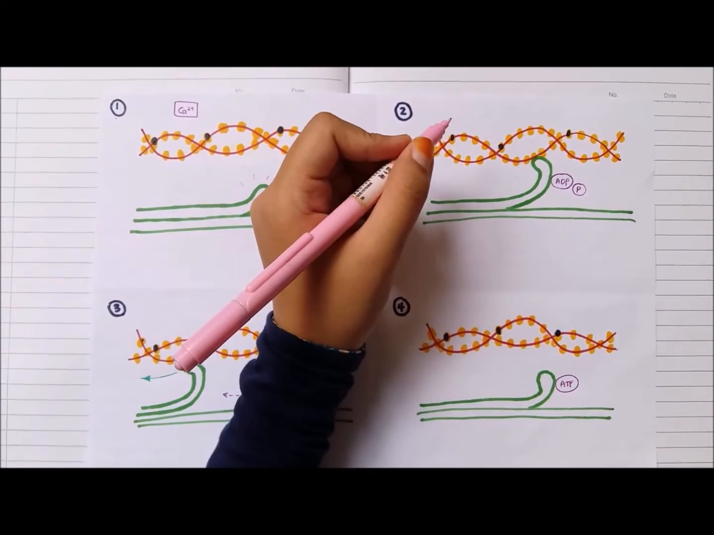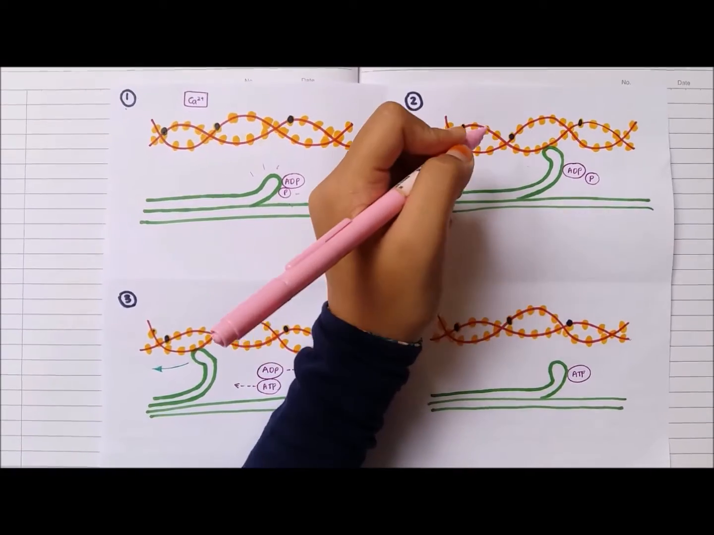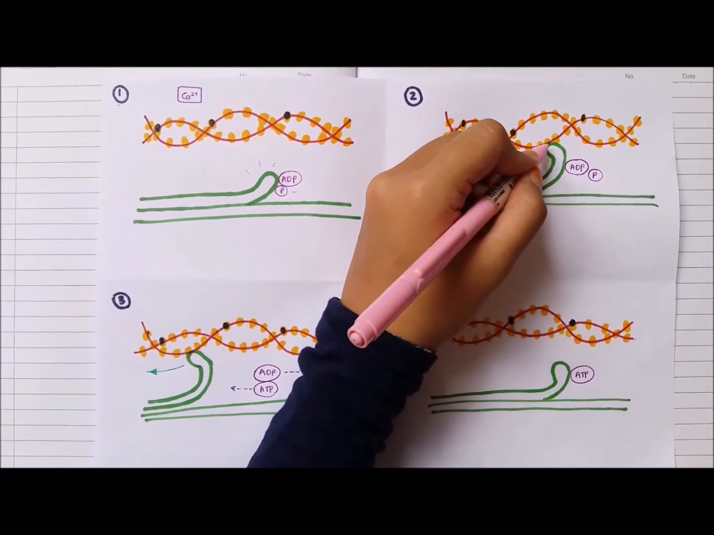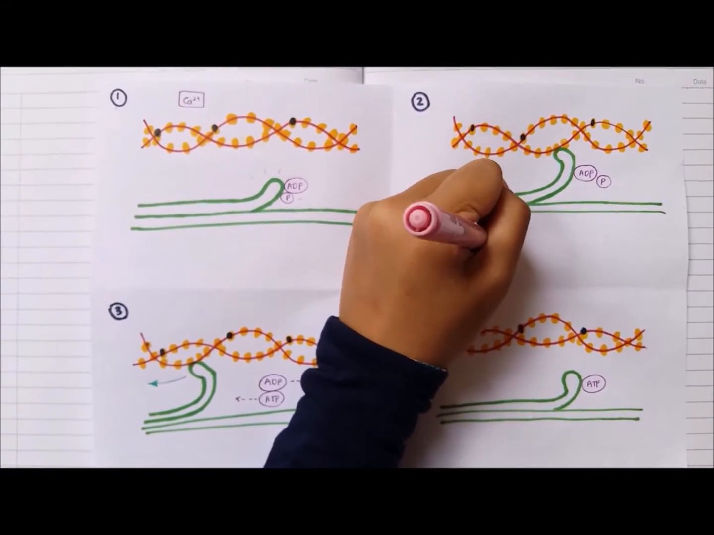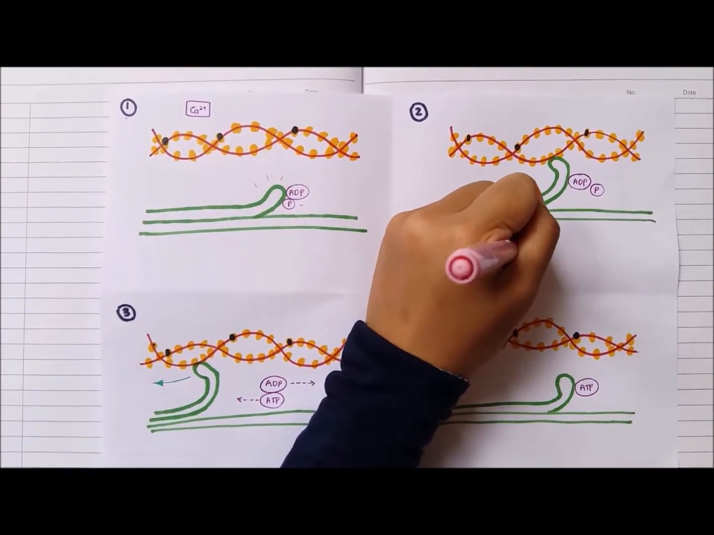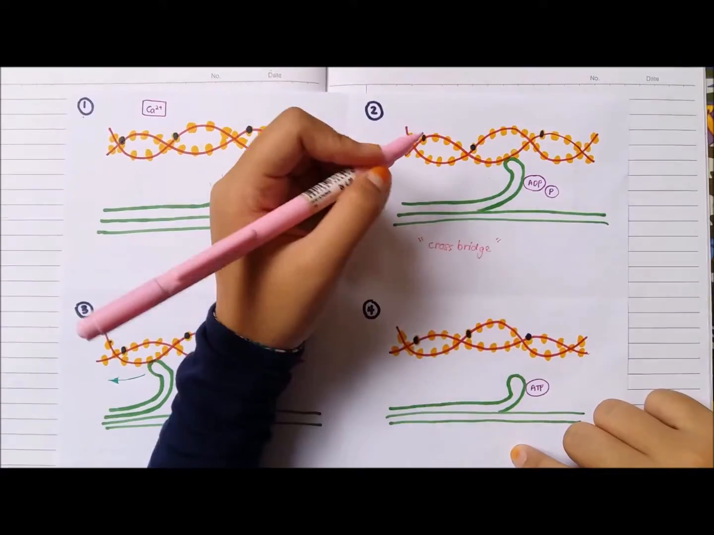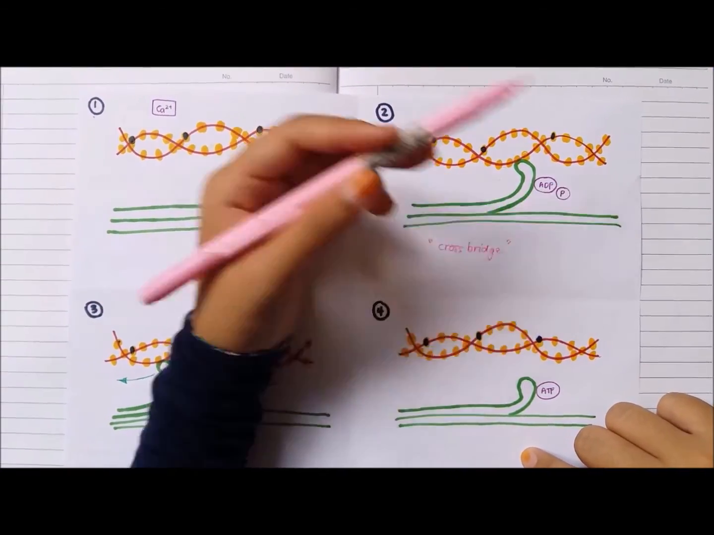In the second stage, the myosin head is already energized and it will bind to the actin and form a cross bridge. And also, the phosphate group is released.